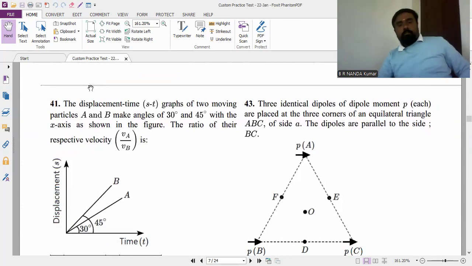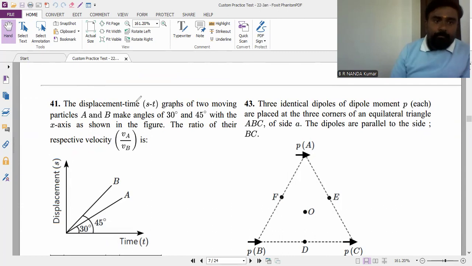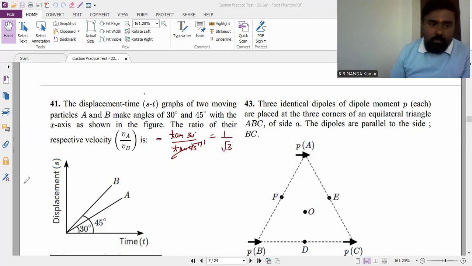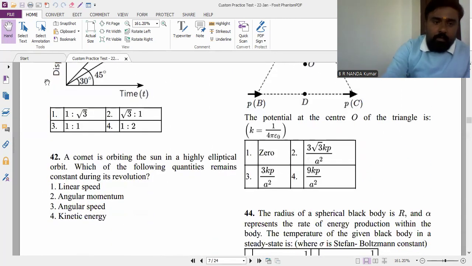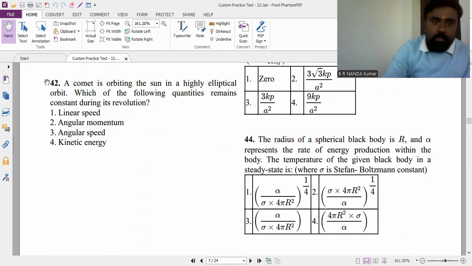Next question, number 41. Now, the displacement-time graph of two moving particles A and B making angles of 30 degrees and 45 degrees. So VA by VB is tan 30 divided by tan 45. Tan 45 is 1, tan 30 is 1 by root 3. So 1 is to root 3 is the right answer, option A, the first option.